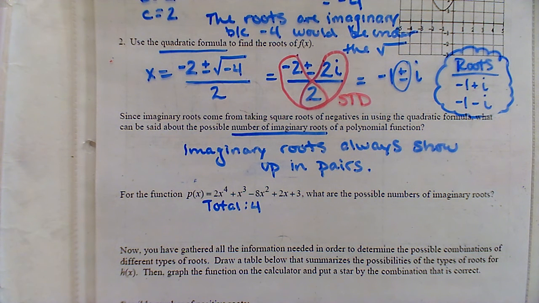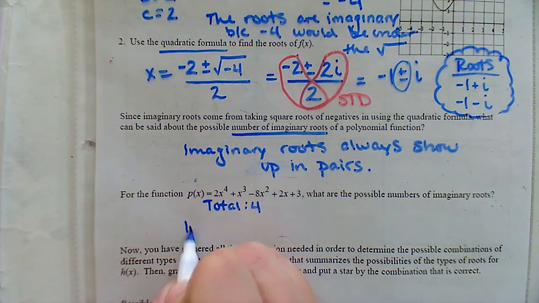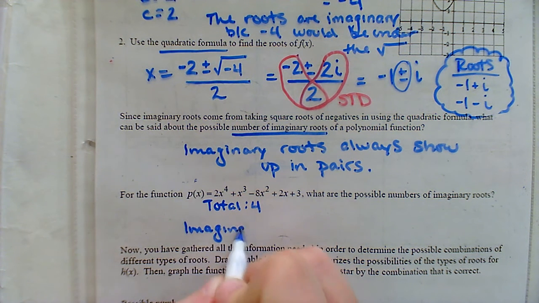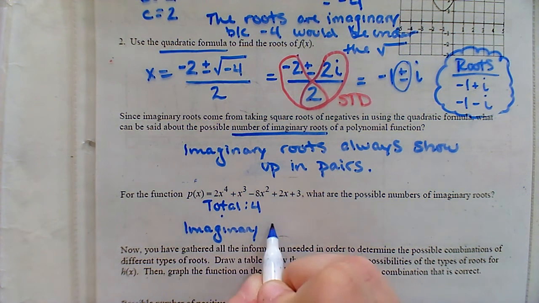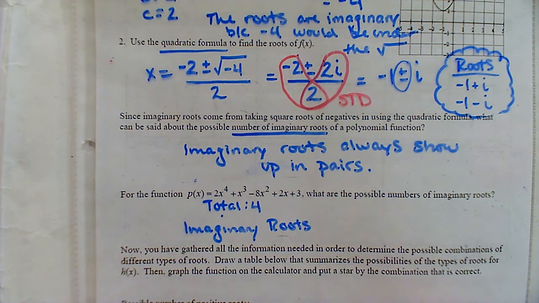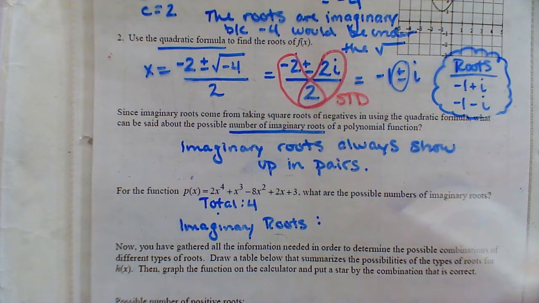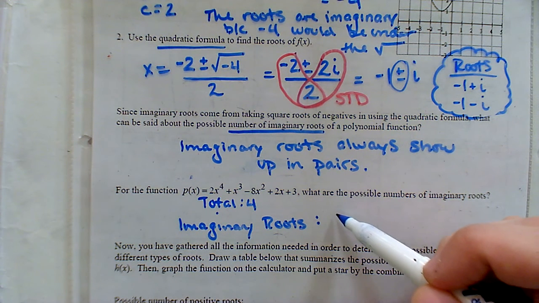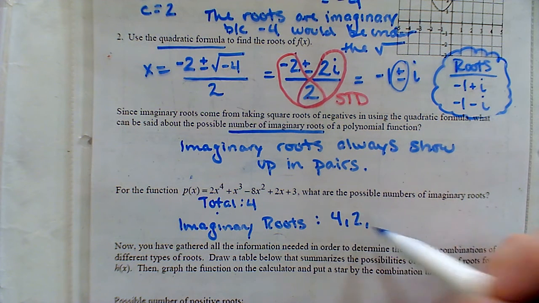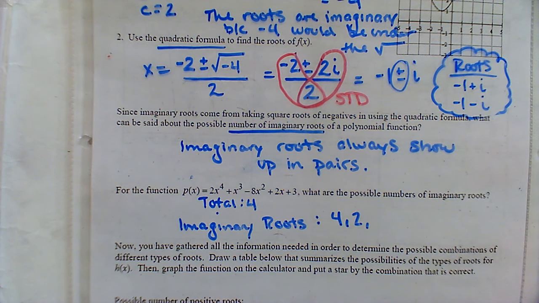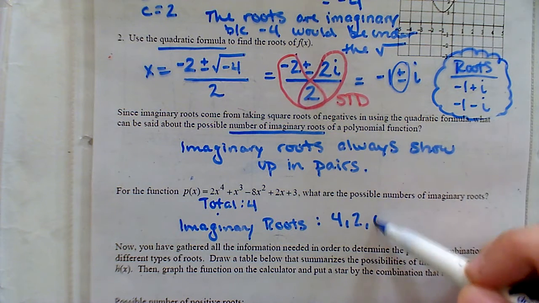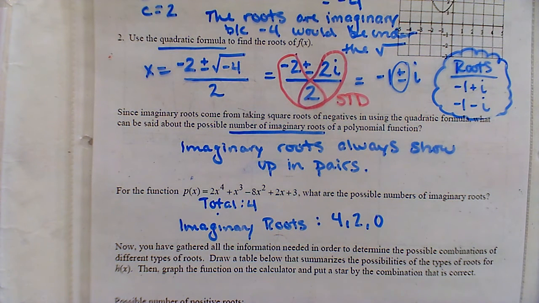So if imaginary roots always show up in pairs, what are the possibilities? Can we think about them? Yeah. 2. Okay, so 2, 4, or 0. Right. Okay, maybe you don't have any. Maybe they're all real x-intercepts. So imaginary roots always show up in pairs.